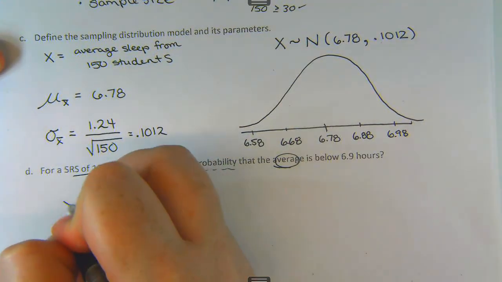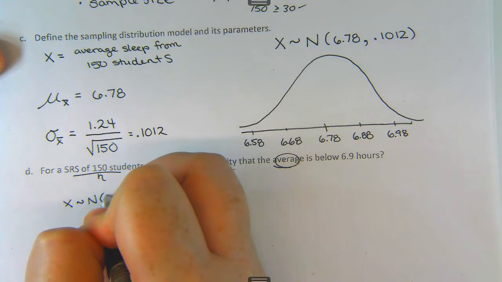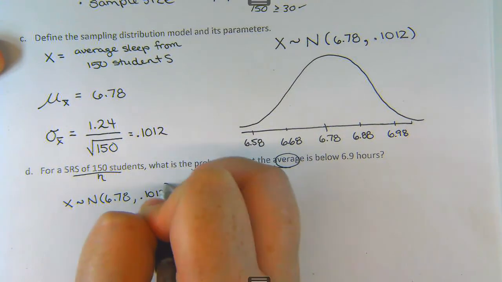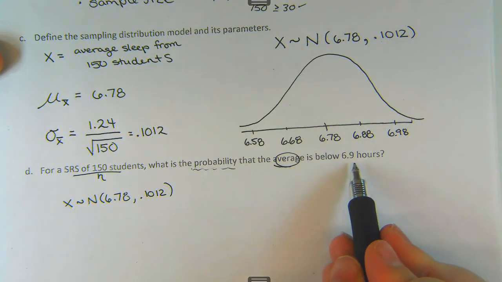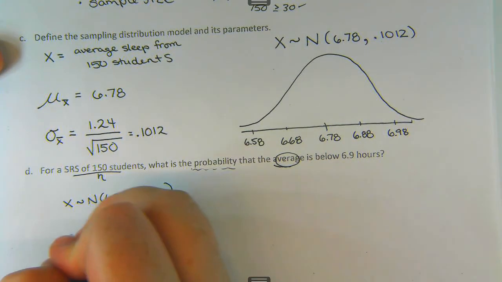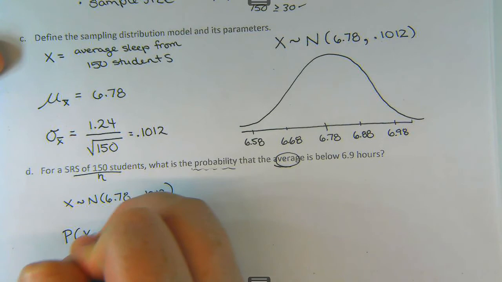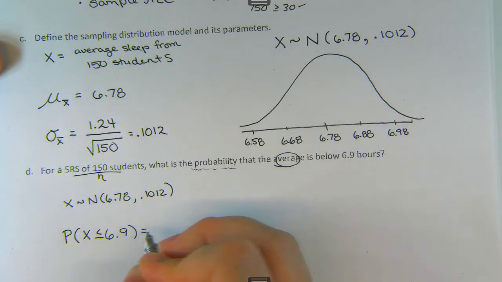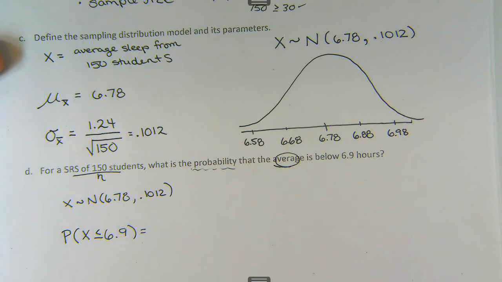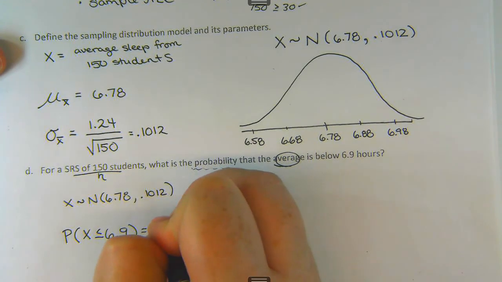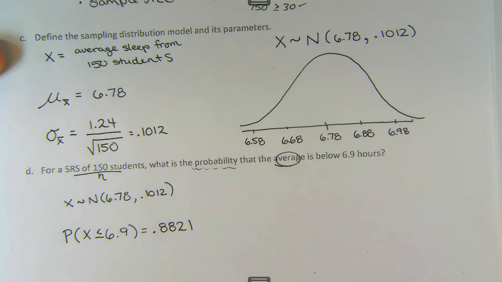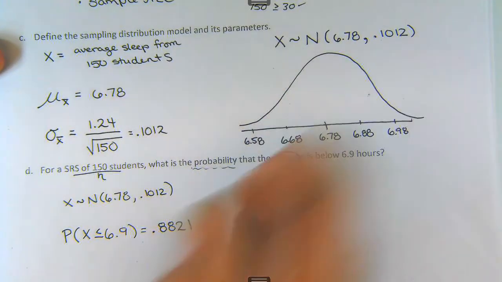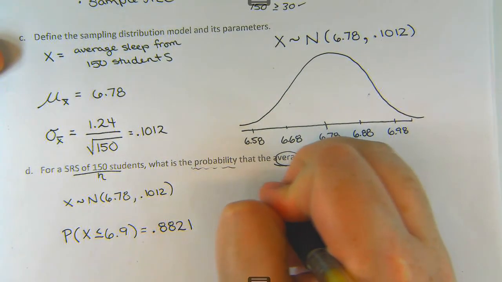So we're going to be using this normal curve centered at 6.78, standard deviation 0.1012, and we want to look at below 6.9. So what is the probability that our variable is less than or equal to 6.9? And using our technology, that should give us a 0.8821. So going to this curve at 6.9 and then shading everything below, it's going to give us this high probability.